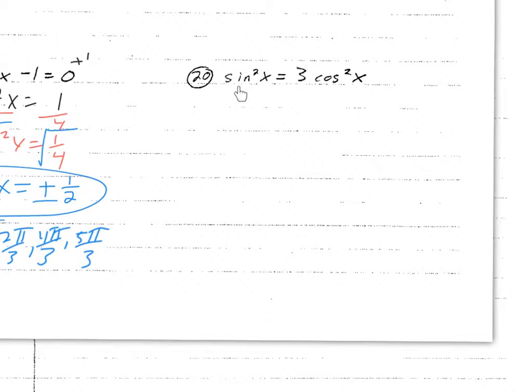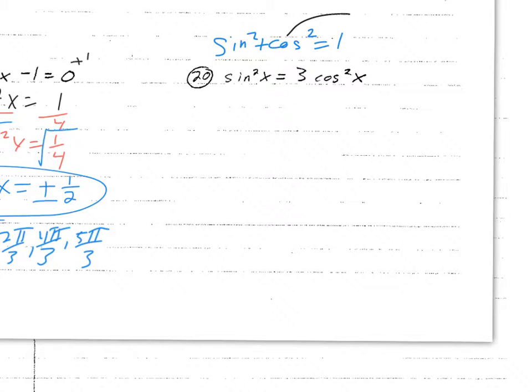Question number 20 is a little different than all the other ones that we've done. In this case, we have two different trig words. So we need to get rid of one of these words. I'm going to get rid of sine squared. And to do that, I'm going to use the Pythagorean identity, which is sine squared plus cosine squared equals 1. So if I want to take out this sine squared here, sine squared is going to equal 1 minus cosine squared.